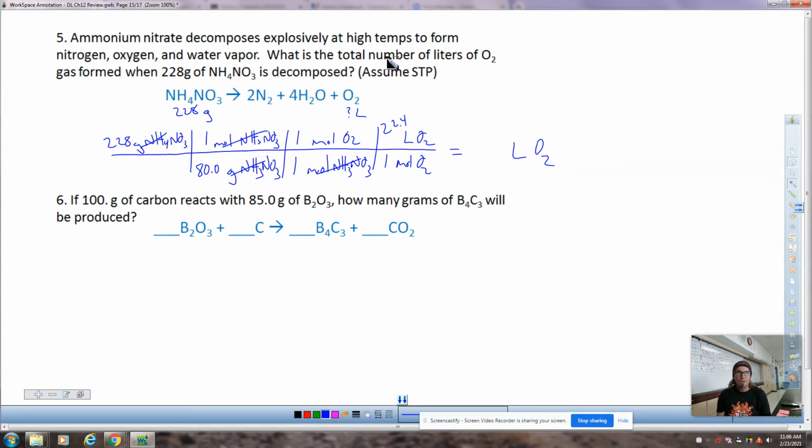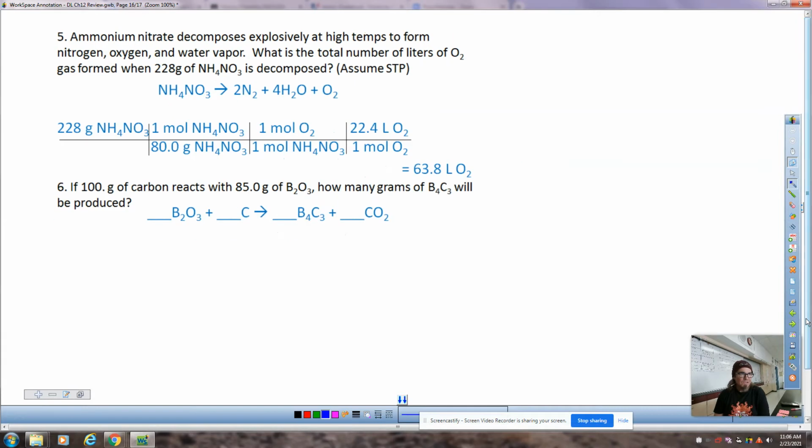Odds are this did not occur at STP because if it decomposes explosively and requires high temperatures, then it's going to be at a high temperature. But once we have the gases, we can collect them, cool them back down, and pressurize them down to standard temperature and pressure. And that way we are allowed to use 22.4. We'll do that next chapter with the gas laws. Plug all that into your calculator, and mine says 63.8.